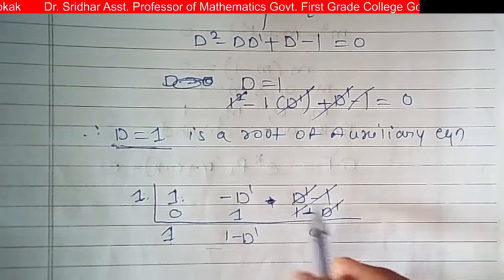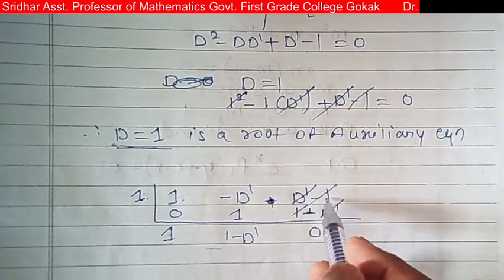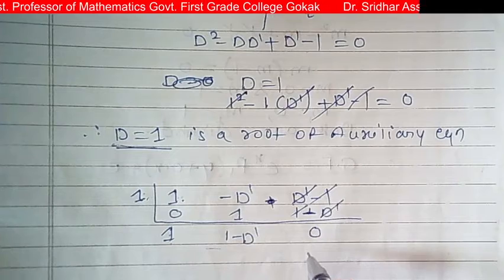Now here this minus d dash, add these two. So minus d dash plus d dash get cancelled, minus 1 plus 1 get cancelled, and you will get the sum of these two factors is equal to 0.